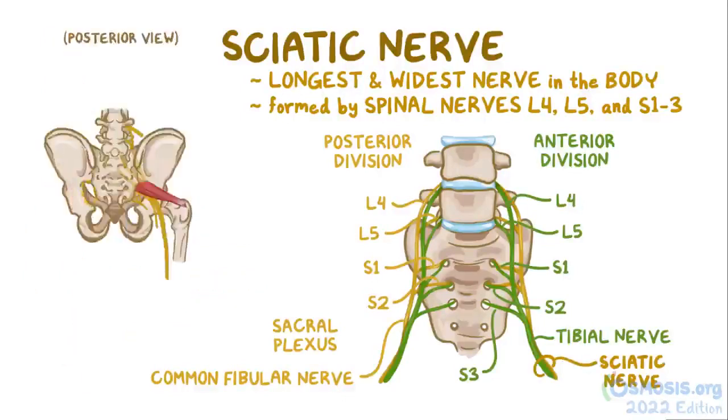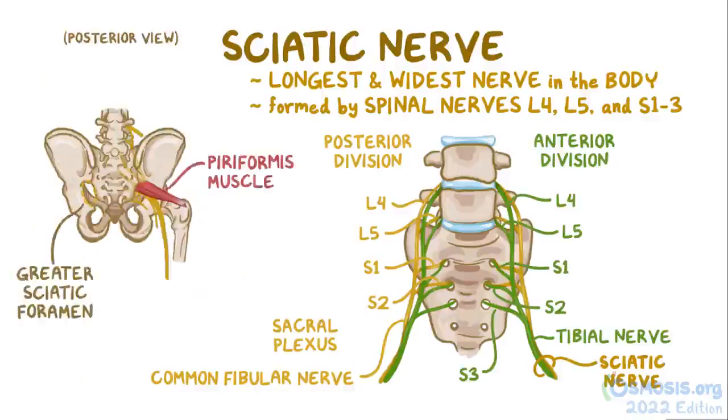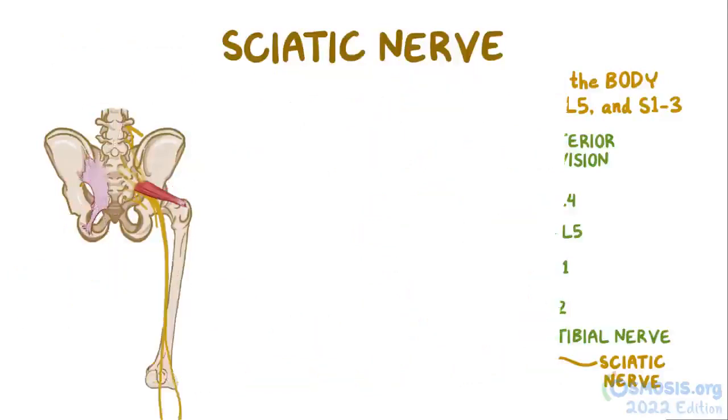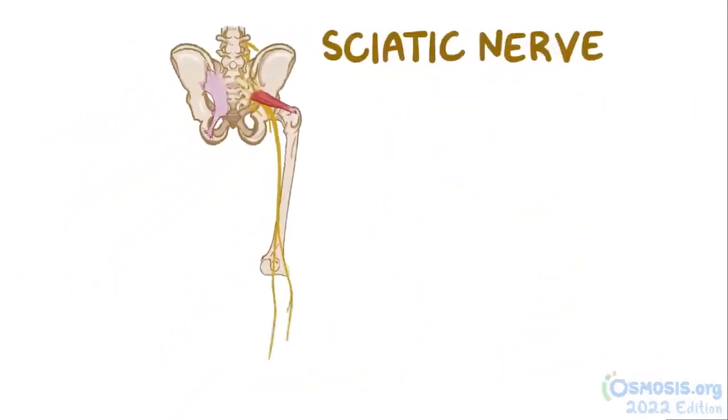The sciatic nerve then passes beneath the piriformis muscle and through the greater sciatic foramen, which is an opening formed by the pelvic bone, sacrospinous, and sacrotuberous ligaments. It then travels down the back of the thigh to the back of the knee, where it splits into the tibial and common fibular nerves.